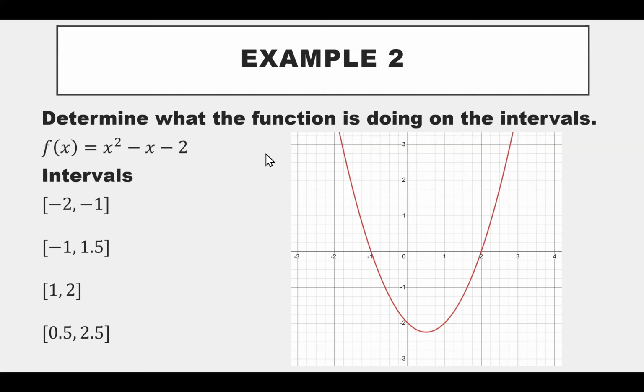And we can say what that function is doing on specific intervals, whether it's increasing, decreasing, neither strictly increasing nor decreasing, or it's doing both, or it's constant. This graph doesn't have any constant portions where it's just horizontal, but other graphs could.